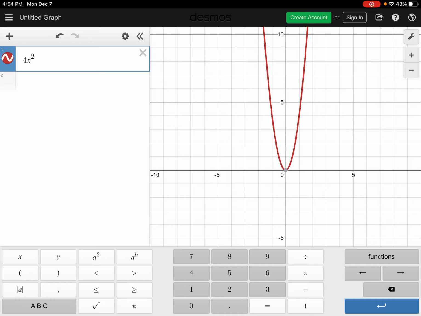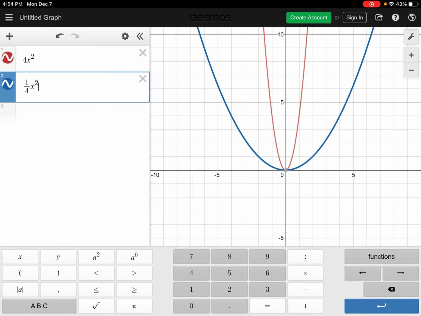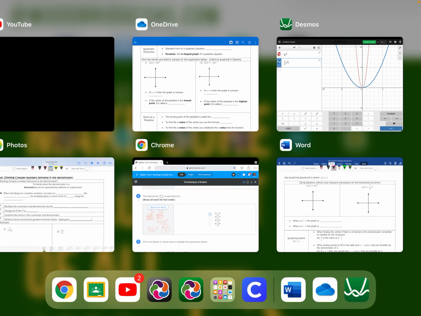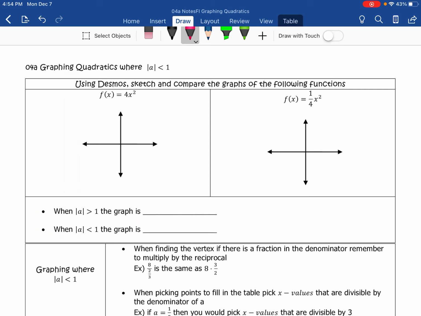So I go back here. We know what our 4x squared looks like. We're going to compare that to our 1/4 x squared. What you notice is that my 1/4 x squared is a lot wider. It's still concave up, but it is wider. So you have your 4x squared, which looks like this, and then you have your 1/4 x squared, which was a much wider graph.